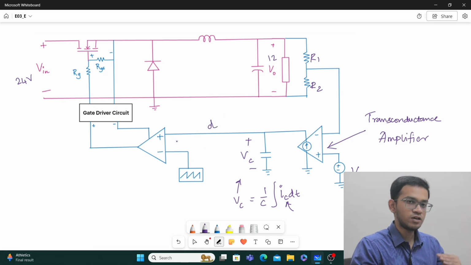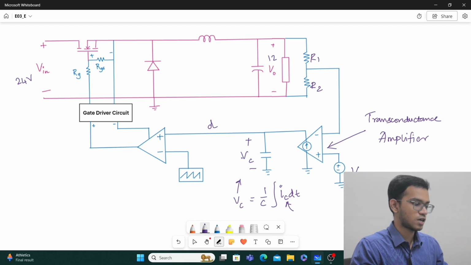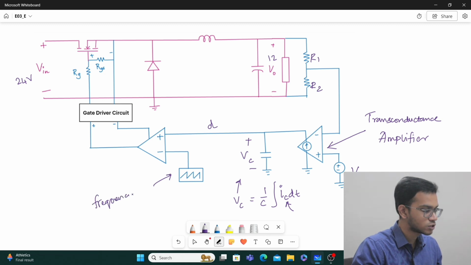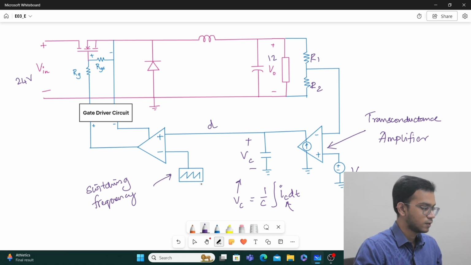Now having just a duty ratio is not enough. In this case our duty ratio is just a voltage VC, which is the voltage across this capacitor. Having that alone is not enough. We should compare it with the sawtooth waveform, which has the same frequency as your switching frequency. Assume that your switching frequency of this whole power circuit is 20 kilohertz, then you have to produce a sawtooth waveform of 20 kilohertz.